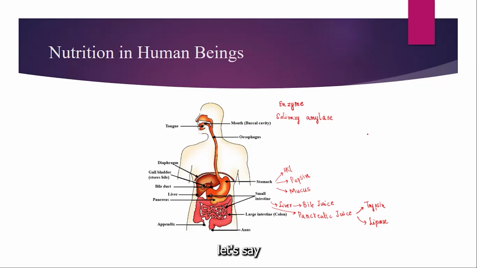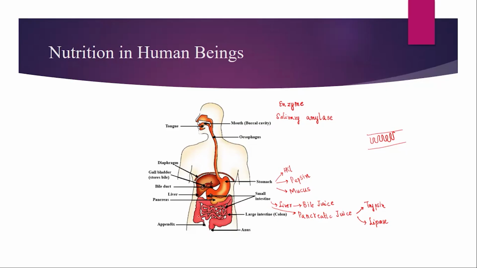Let's say this is the inner lining of the intestine. The inner lining of the intestine has numerous finger-like projections called villi, which increases the area of absorption. The villi is richly supplied with blood vessels, which take the absorbed food to each and every cell of the body.